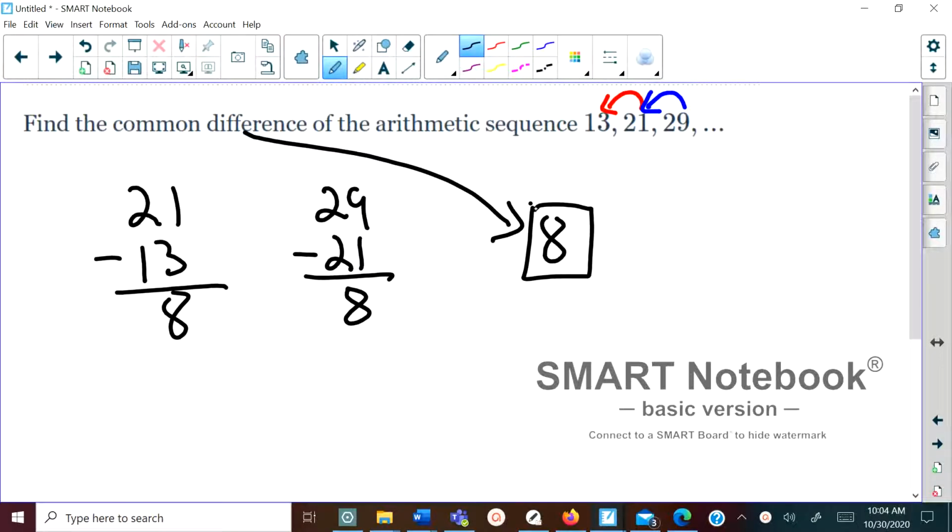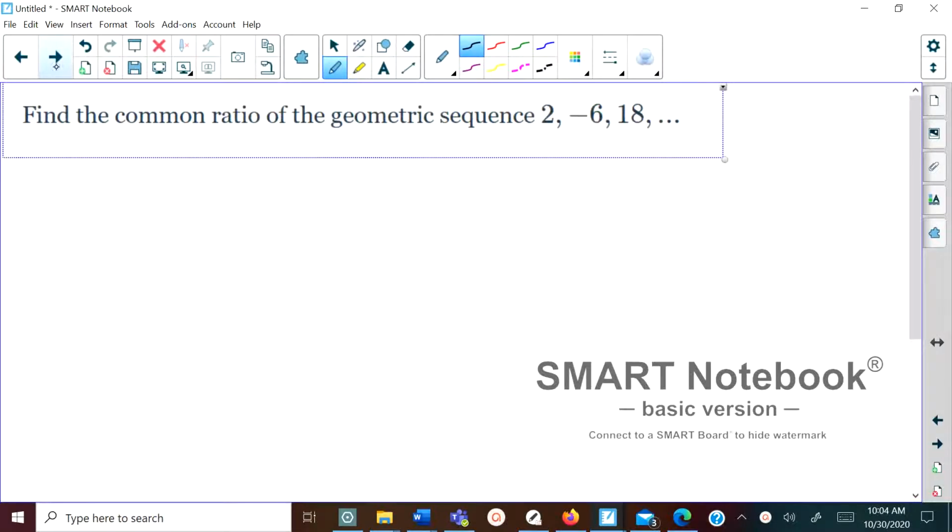Alright, now let's take a look at common ratio. It says find the common ratio in the geometric sequence. So they tell you what it is. So now instead of doing subtraction, we're going to do division. Okay, we're going to do division. So the common ratio, so when you hear ratio, you think about fraction. Let's say the rate, like a 1/2, 1 to 2.